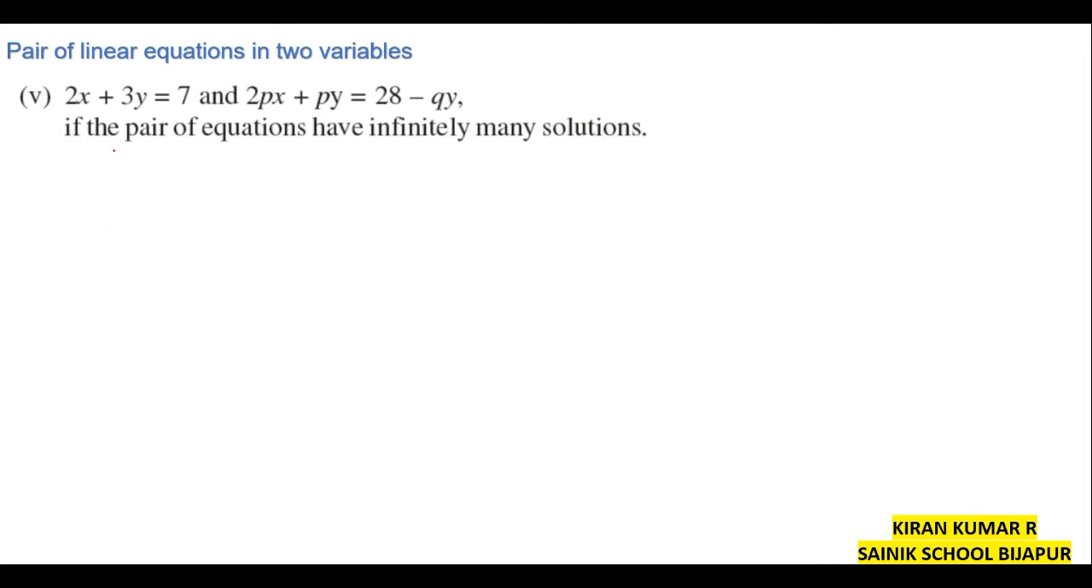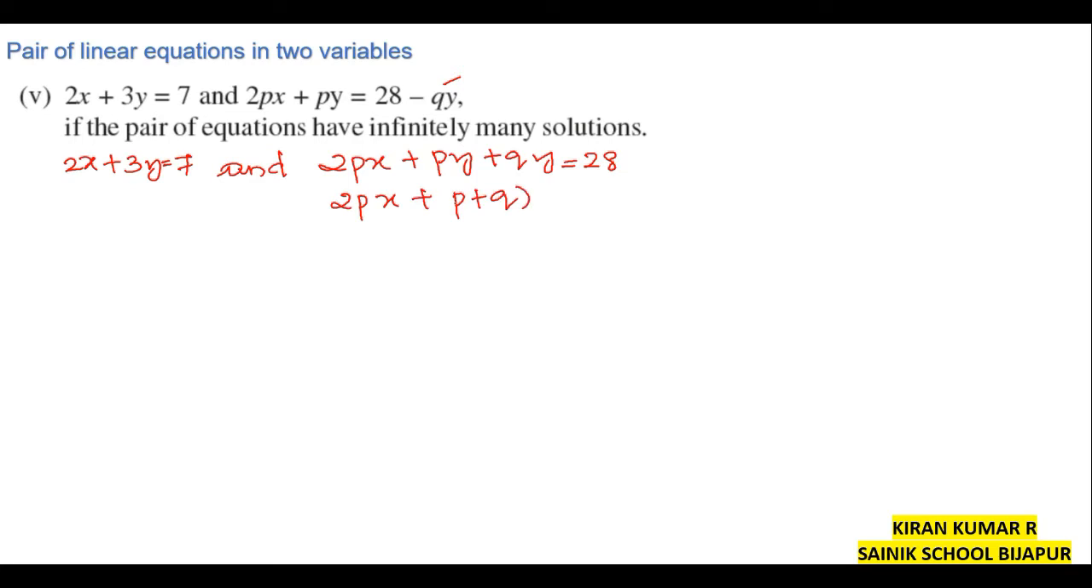So let me write the given equations. 2x plus 3y equal to 7 is one of the equations, and the other equation is 2px plus py. I'll transpose this qy term which is there in the right hand side to the left hand side, equal to 28. It is nothing but 2px plus, if y is taken common, we'll be getting p plus q times y equal to 28.